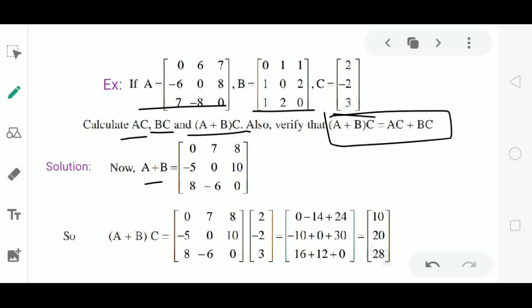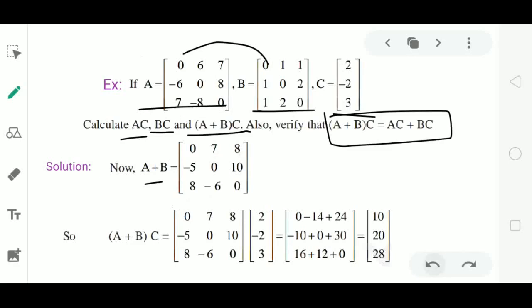A plus B is 0 plus 0, 0, 6 plus 1, 7, 7 plus 1, 8, minus 6 plus 1, minus 5, 0 plus 0, 0, 8 plus 2, 10, 7 plus 1, 8, minus 8 plus 2, minus 6, 0 plus 0, 0. This is A plus B.